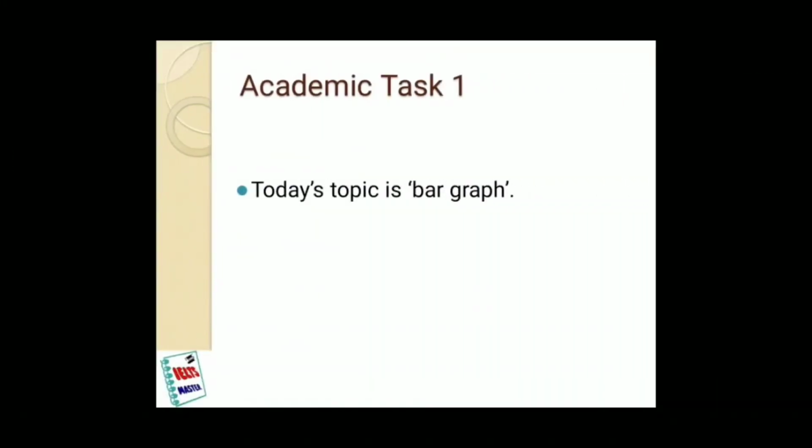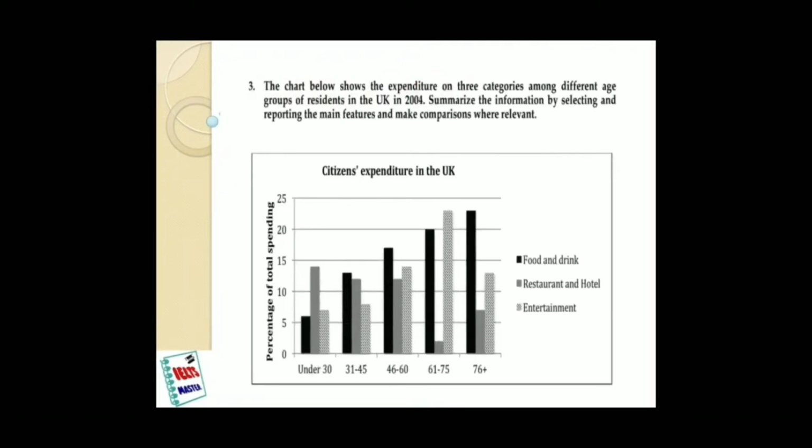Hello and welcome. In today's video, we will be writing task 1, and it is academic task 1 on a bar graph. So the bar graph that I have selected for today's video is: the chart below shows the expenditure on 3 categories among different age groups of residents in the UK in 2004. Summarize the information by selecting and reporting the main features and make comparisons where relevant.